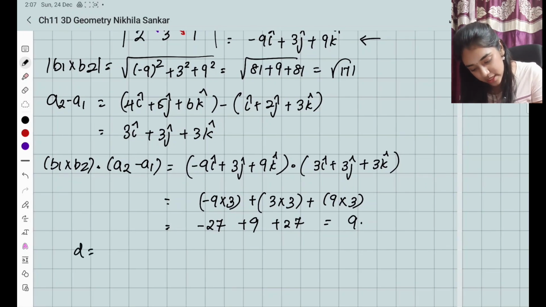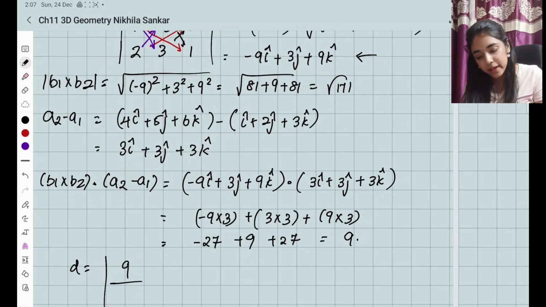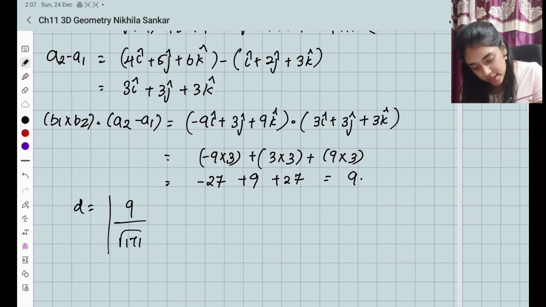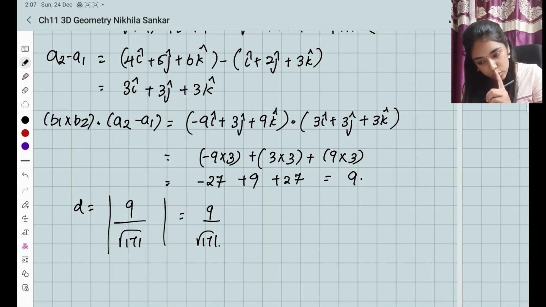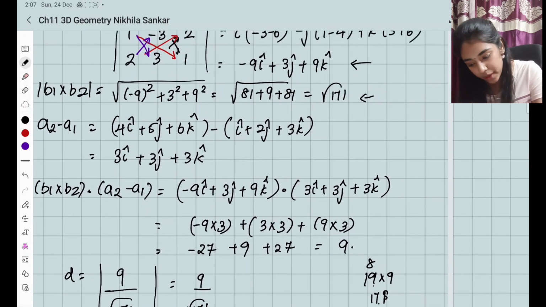இப்போ value என்ன? Distance equals magnitude of numerator la 9 divided by magnitude of B1 cross B2 which is root of 171. So the final answer is going to be 9 divided by root of 171. இப்போ root of 171 எப்படி எழுதலாம்? Can I write it as 19 into 9? 9 9s are 81. 8 171. So I can also write root 171. I'll simplify it here. Root 171 can be written as 3 root 19.